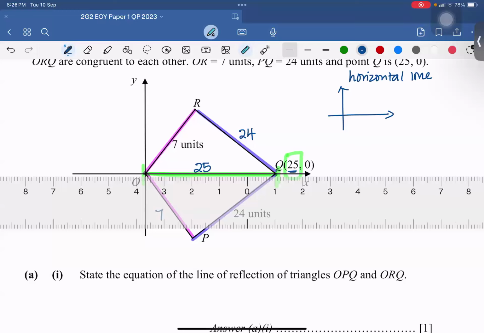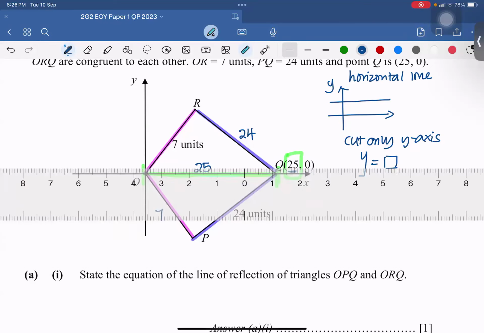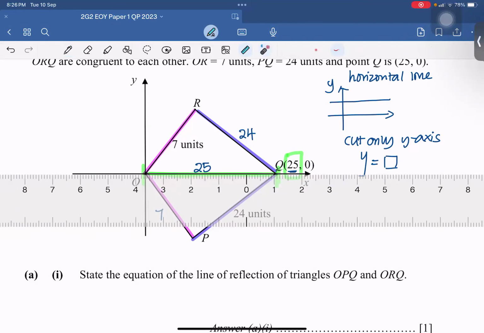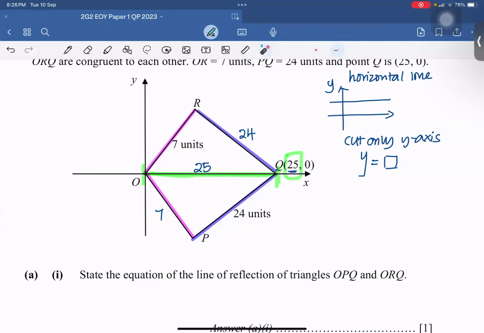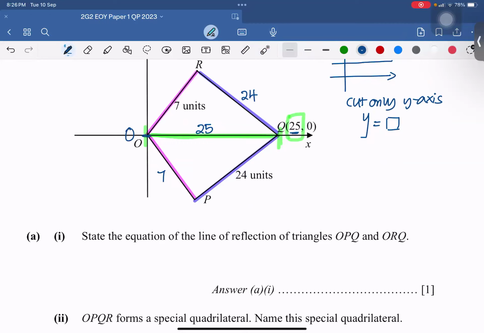A horizontal line cuts only the y-axis, and it will be y equals a number. Okay, so in this case, I am cutting the y-axis. y equals what number here? y equals 0. So this equation, the number here is 0. So it's y equals 0.